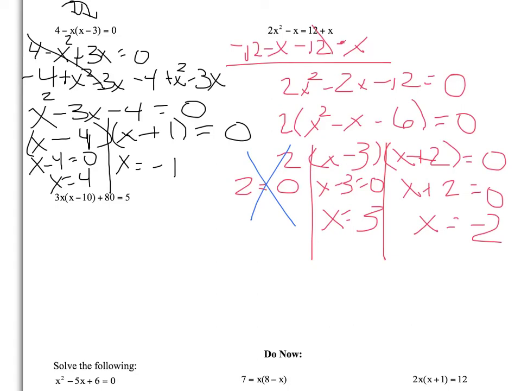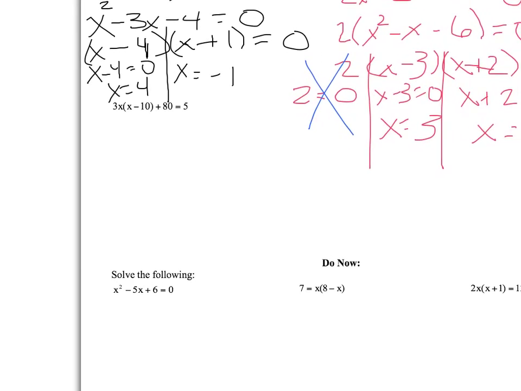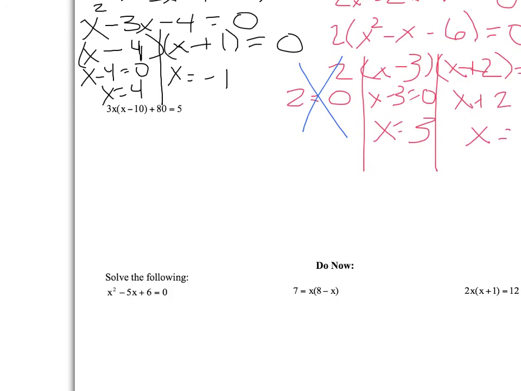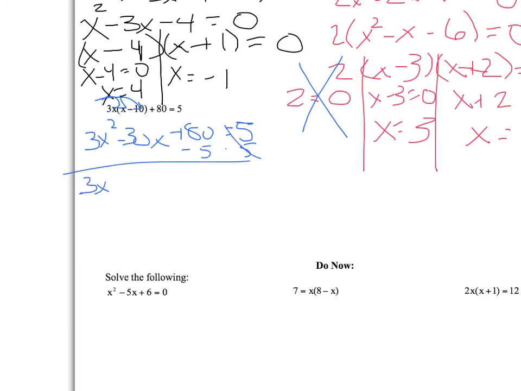Okay, one more here for practice. The first thing I need to do is distribute that 3x. So distributing 3x into parentheses will give me 3x squared minus 30x plus 80 equals 5. The next thing I have to do is put it in standard form, and the way I do that is by subtracting the 5, setting it equal to 0. So I'll have 3x squared minus 30x plus 75 equals 0.